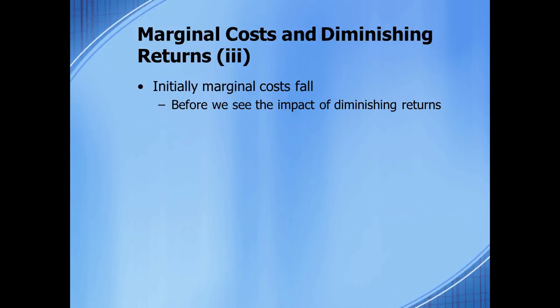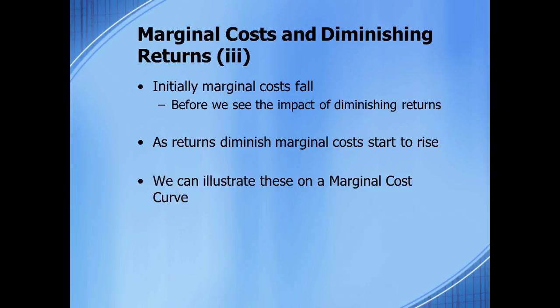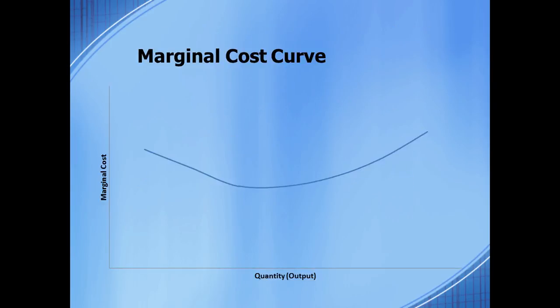So we can see the connection between marginal costs, the cost per additional unit of output, and the diminishing returns. Initially the marginal costs fall before we see the impact of these diminishing returns. As we increase our inputs, increase our labour, we see these fall, so we can produce more. But as the law of diminishing returns kicks in, we see that marginal costs start to rise again. And we've got here a marginal cost curve.